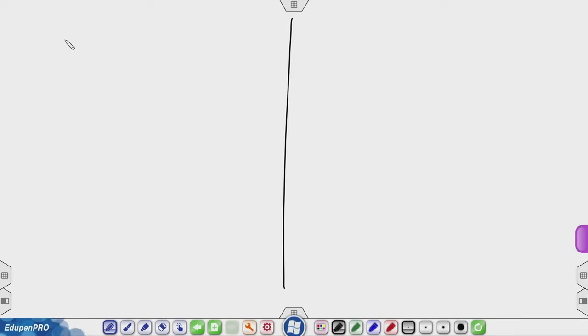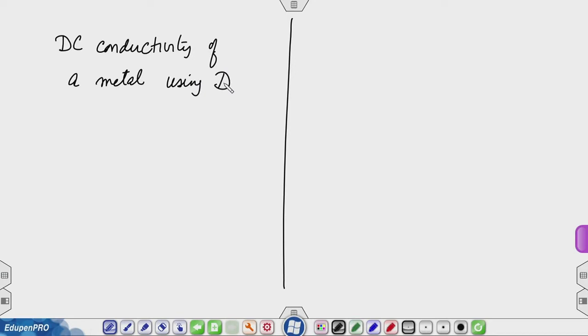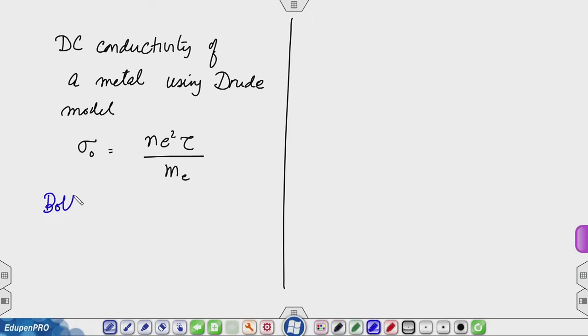Yesterday, we calculated DC conductivity of a metal using the Drude model, and we got sigma naught is equal to n e square tau over m electron. I used a single particle equation and I also used Boltzmann's transport equation. And this was done under the relaxation time approximation.